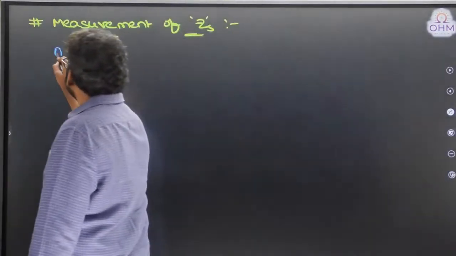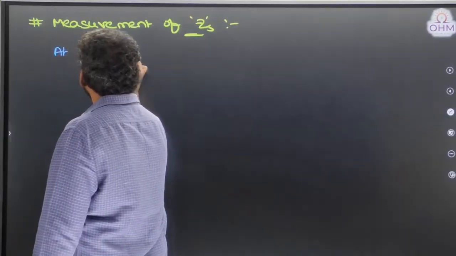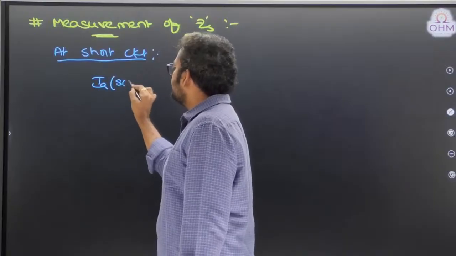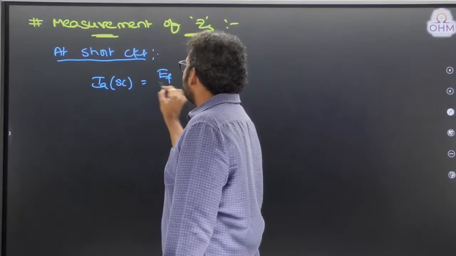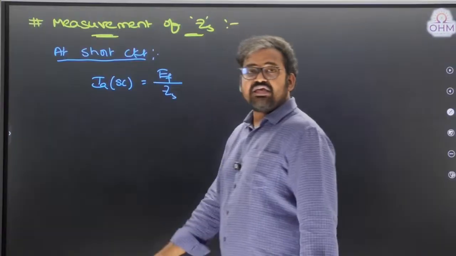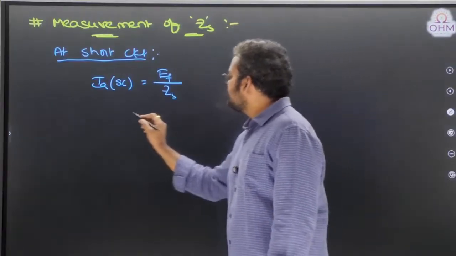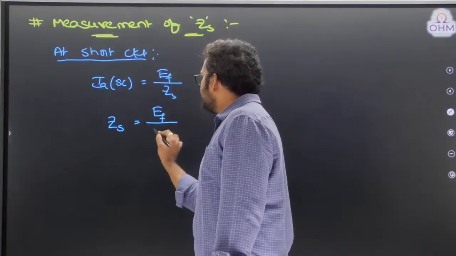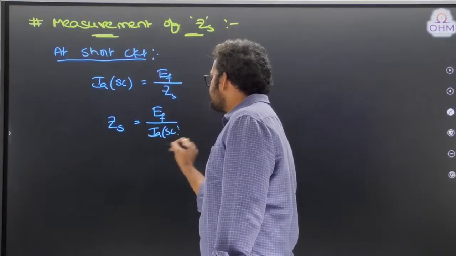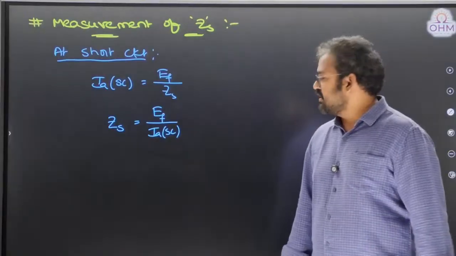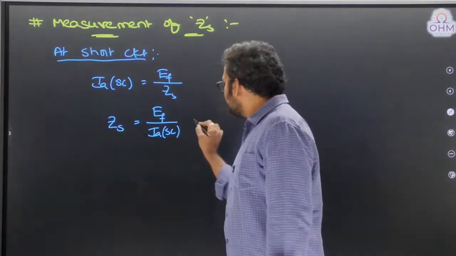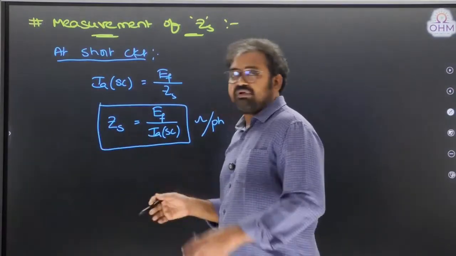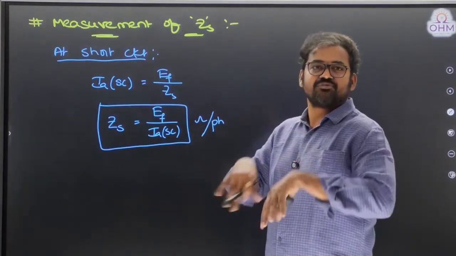At a short circuit, what is the formula for armature current? This is equal to EF by ZS. My aim was to calculate the ZS value, so I can separate ZS. Is it looking like EF divided by armature current during a short circuit condition? Yes. If you want to calculate, remember every quantity must be per phase only. Even though meters are giving you line values, convert them to phase values.